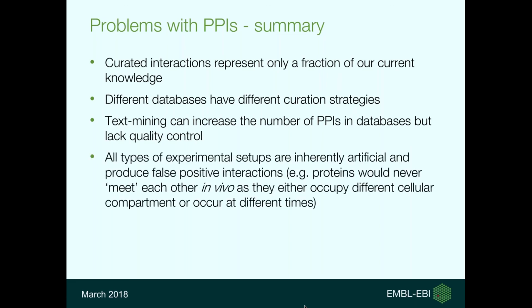Again, all types of experimental setups are inherently artificial, and they produce false positive interactions. So proteins that would never meet each other in vivo, because they either occupy different cellular compartments or occur at different times. So always keep in mind, if results in your network look strange, this might just be the artifact of the analysis or the experimental method.